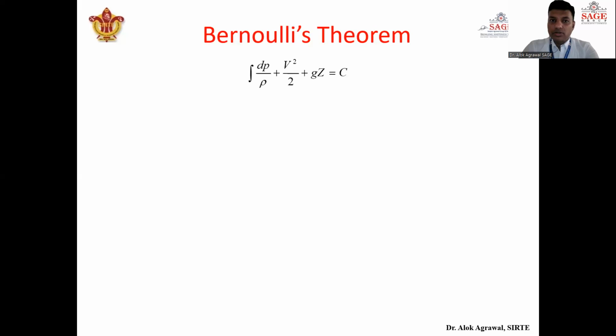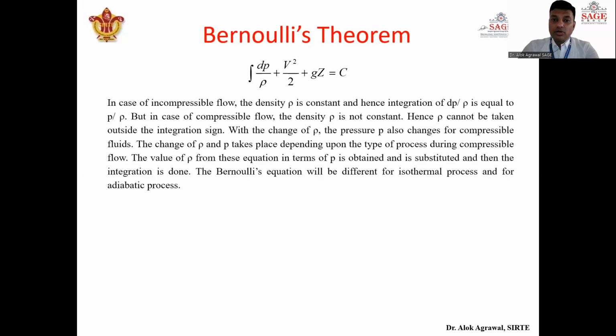Next one is Bernoulli's theorem. See, from Euler's equation in unit 3, we have derived this formula. And after this, we deduced that equation to Bernoulli's theorem by taking this 1 by rho as a constant outside the integration sign. But here, for compressible flow, this 1 by rho is not a constant quantity. So we have to keep this inside the integration only, and we have to differentiate it with this. So after differentiating, we will get Bernoulli's theorem for compressible flow.